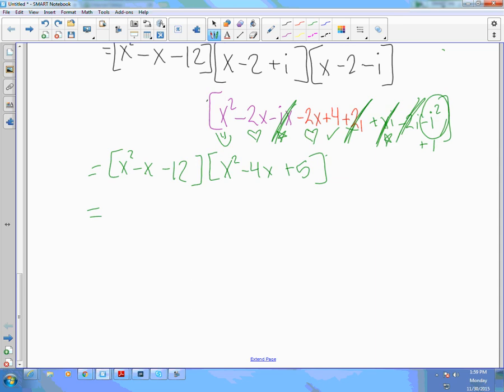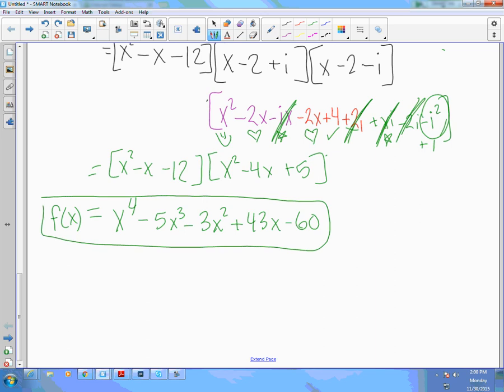It comes out to be the following: x to the 4th minus 5x cubed minus 3x squared plus 43x minus 60 equals 0. This is just the answer if you were to go through and distribute all those. That's what you get. Did we in fact get a power of 4? Because we predicted there would be 4 solutions. Yeah. Okay.